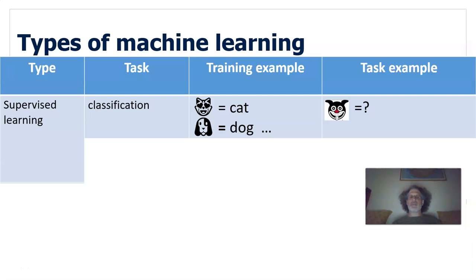So we have several types of machine learning, and the first type is supervised learning. Supervised learning means that we give the machine the examples together with their labels. For example, for a task of classification, we can give the algorithm many photos of cats and many photos of dogs, and we will give it the labels. This is a photo of a cat, and this is a photo of another cat, and those are photos of dogs. And the task is, given a new image, what is its classification? Is it a dog or a cat?